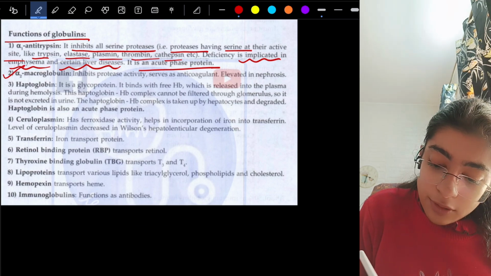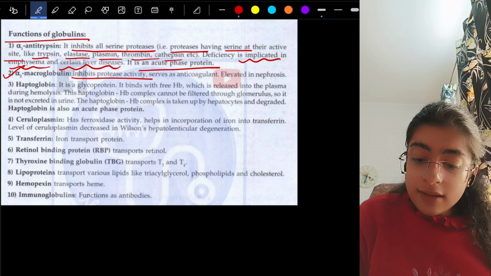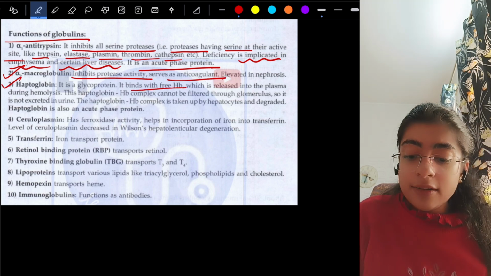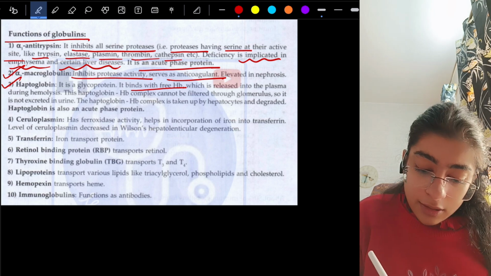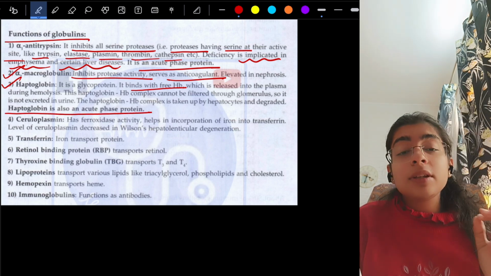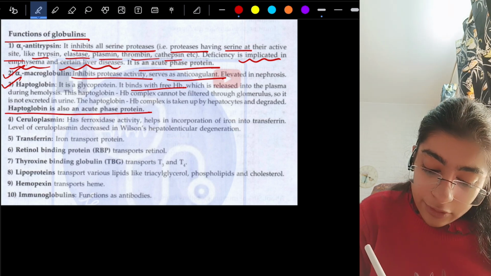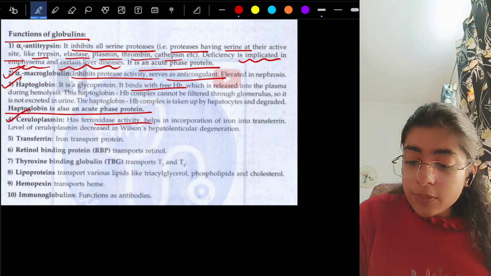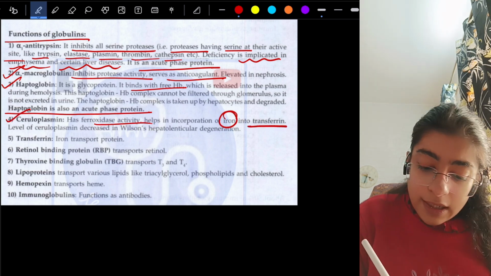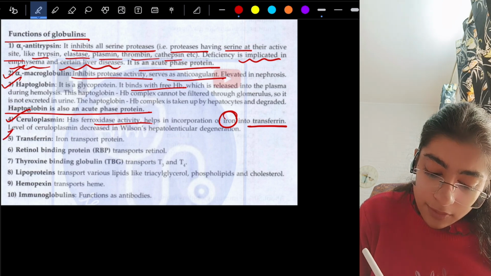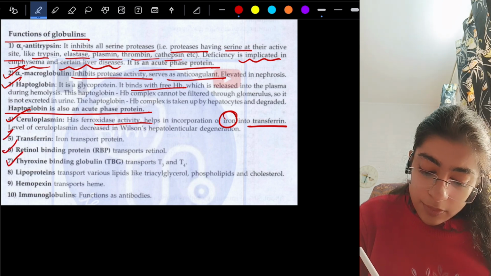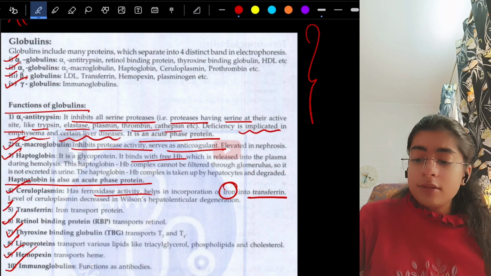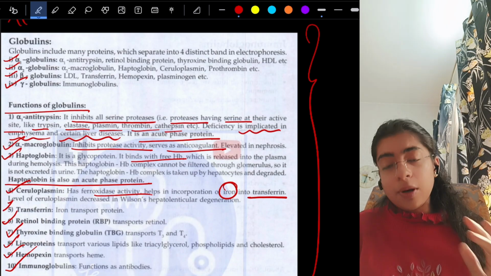Now alpha 2 macroglobulin inhibits protease activity and serves as an anticoagulant. Haptoglobin binds with free hemoglobin. Okay, haptoglobin is also an acute phase protein. Ceruloplasmin, which has peroxidase activity, incorporation of iron into transferrin, then retinol binding protein, thyroxine binding globulin, lipoprotein, hemopexin, immunoglobulins. So all these are globulins. So you need to know something about all.